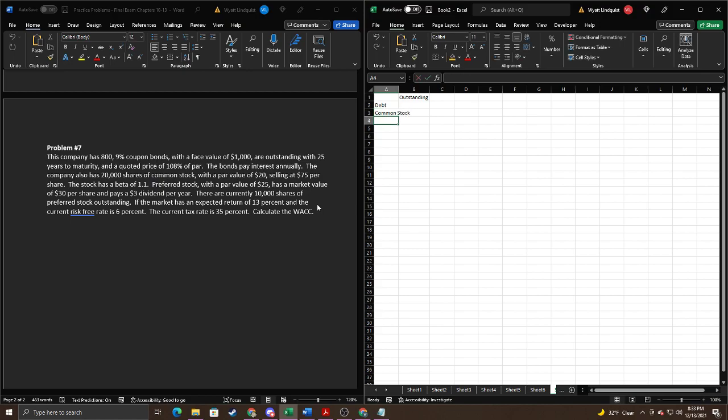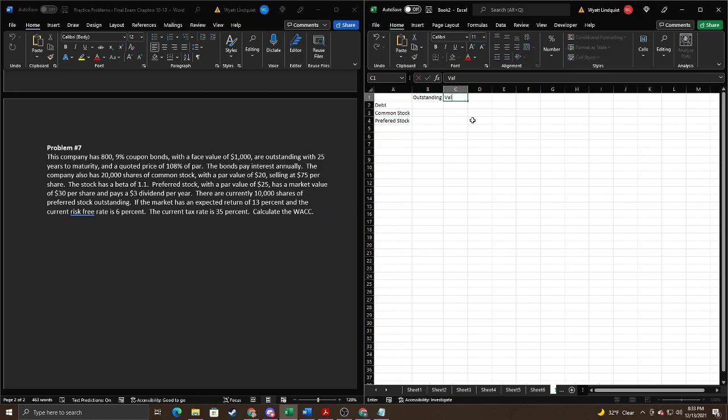There's going to be preferred stock. So common stock and preferred stock. And then there's going to be the value of each. We're going to do price, and then value, and then weight. This is how you set it up. You do the number outstanding, the price of each, and then multiply those together to get the value, and then you sum up the values, and then you can get the weights.